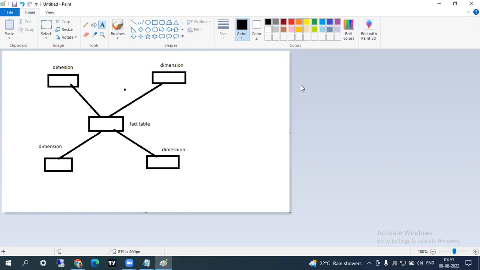In the previous example I have explained, right? That is a star schema. Understood the structure of star schema? Yes, Surya.